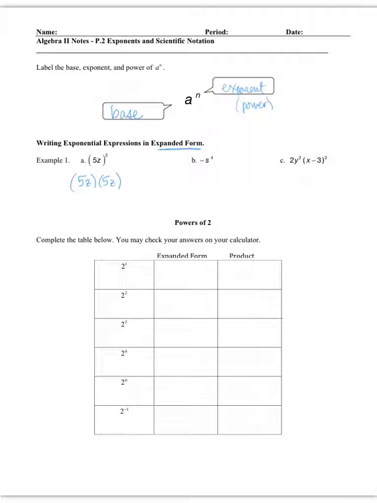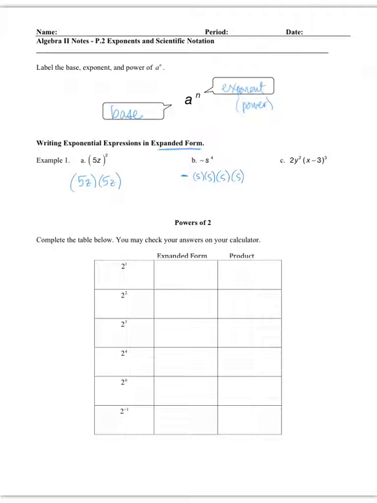Now the next example sometimes confuses people. This negative is associated with the s being squared. This is not negative s all being squared. The s is being raised to the fourth power, and then we have a negative out in front. So if I want to write this in expanded form, this would be negative, and then the s to the fourth power would be s times s times s times s. So that's not the same as, and dare I even write it, negative s times negative s times negative s times negative s. So you have to be very careful where the negative sign is and what it applies to. It applies to the result of multiplying s times s times s times s.